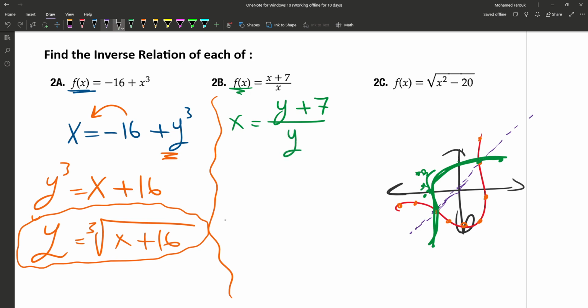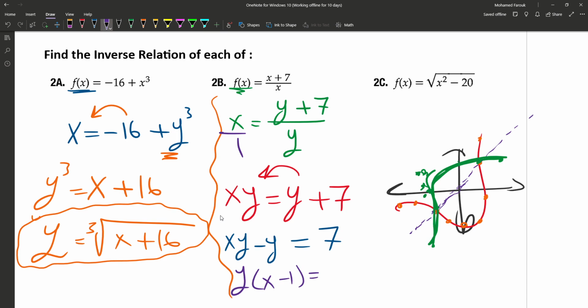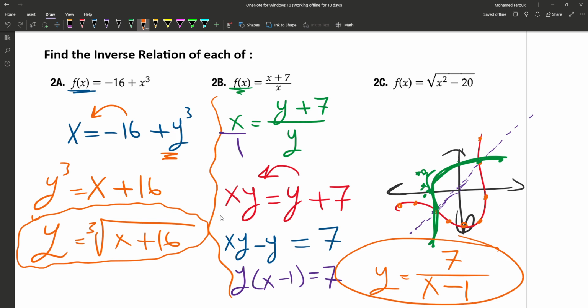Right now, do some algebraic steps so that you can separate y, make a cross multiplication. So y times x is xy, and 1 times y is y, 1 times 7 is 7. And then let's put y to the other side, so it will be xy minus y is equal to 7. Let's take y as a common factor, so y times x minus 1 is equal to 7. And right now, let's get y. It will be, after dividing by x minus 1, so it will be 7 over x minus 1. And here is your inverse relation. We will do the same here.